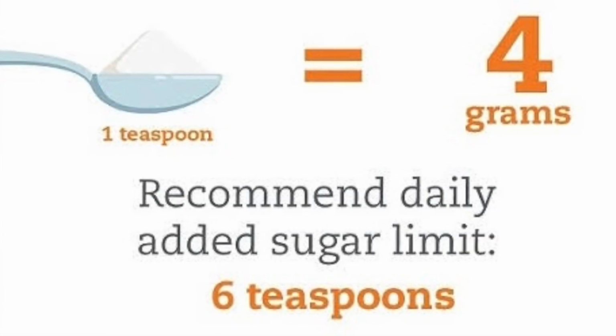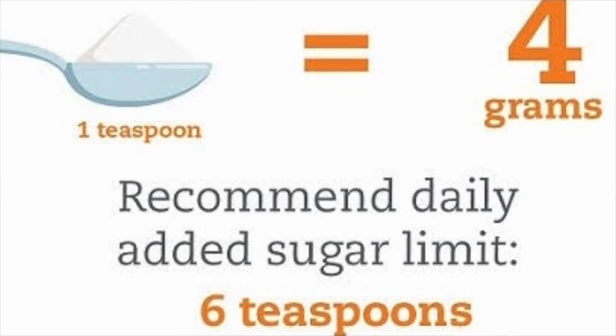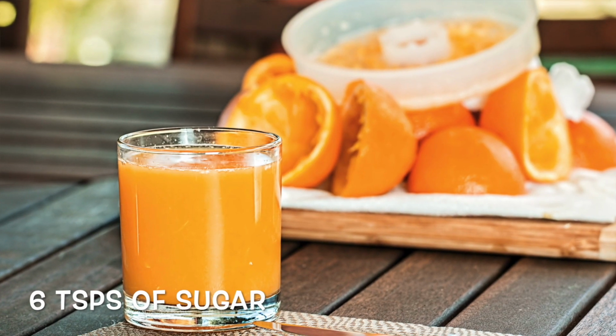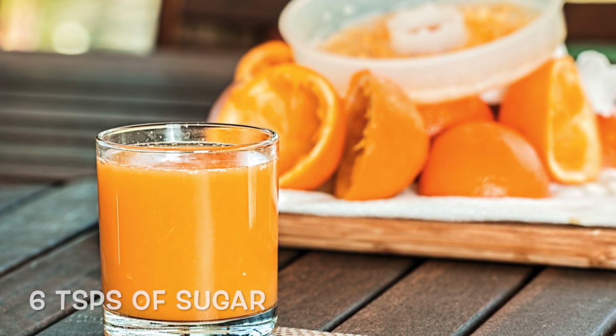So 35 grams of added sugar would roughly amount to 7 teaspoons of sugar per day, and 25 grams of added sugar would roughly amount to 5 teaspoons of added sugar per day. So a female can consume 5 teaspoons of sugar per day, and a male can consume 7 teaspoons of sugar per day. A 250 ml of fruit juice will contain 6 teaspoons of sugar.